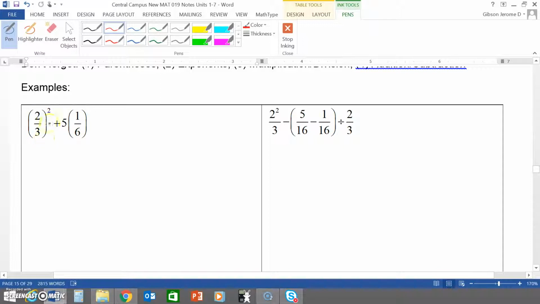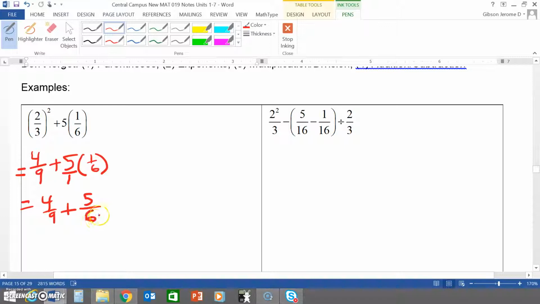When we look in these parentheses, we notice that these are separators. So the next thing we would do is the exponents. 2/3 squared is the same as 2/3 times 2/3, which we know is 4/9. Now our next step. We can't do anything else with this 4/9, but we have the multiplication 5 times 1/6. So we'll put a 1 under the 5, and we will multiply these fractions. 5 times 1 is 5. 1 times 6 is 6.